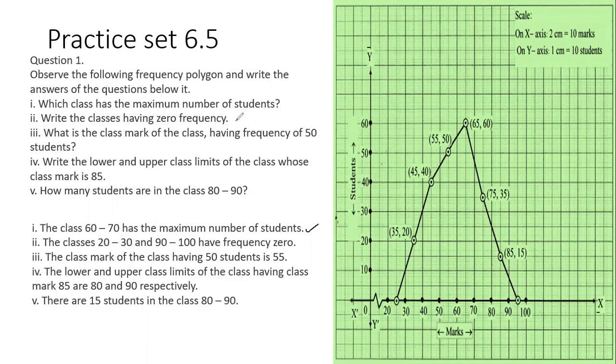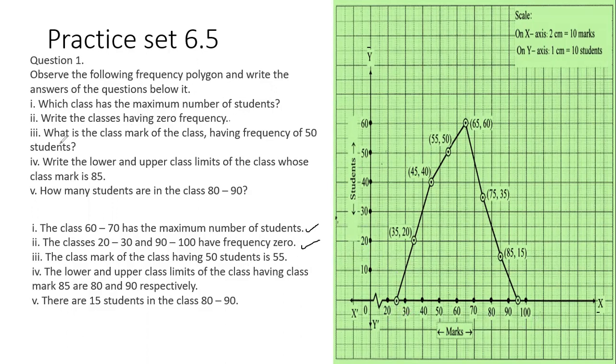Write the classes having zero frequency. So you have to write down the classes which have zero frequency. Here the class 20 to 30 and the class 90 to 100 have a frequency of 0.